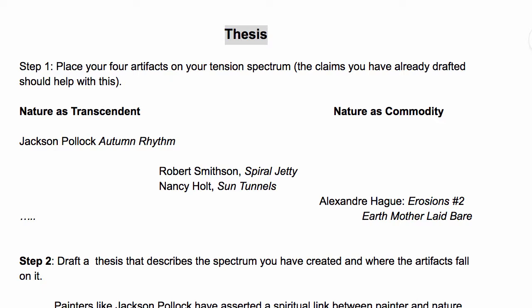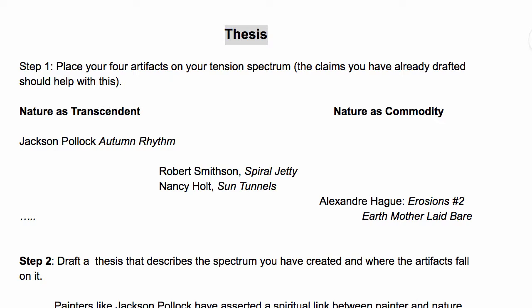Now, normally a thesis can be done in one sentence, but often it takes a couple of sentences to do it, especially if your artifacts move in a lot of different directions in terms of how you interpret them. So it's going to be a 2-step process to create a thesis. And the first step, I would like you to create a range for your tension, or a spectrum.